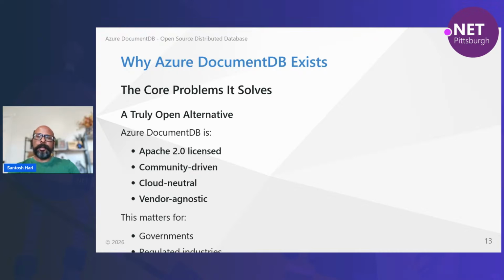Some of the industries that are super regulated, like government, can adopt this because of its licensing. They don't need to go through additional hoops. And the final cool part is, because of its licensing, you can package Linux distros with this software and ship it, and people can use it. There are no additional hoops you have to jump through with the Linux distros.